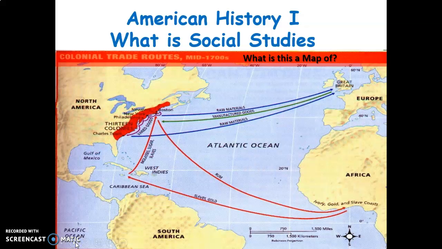So you need to know what this is a map of. Think about it. What do you think? There you go. Colonial trade routes of the mid-1700s. It's the triangular trade map. So that concludes this section of notes.